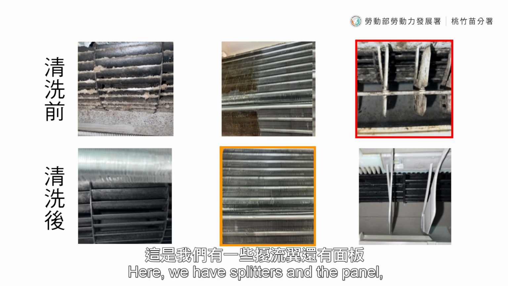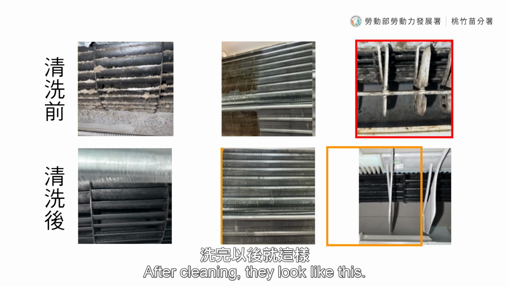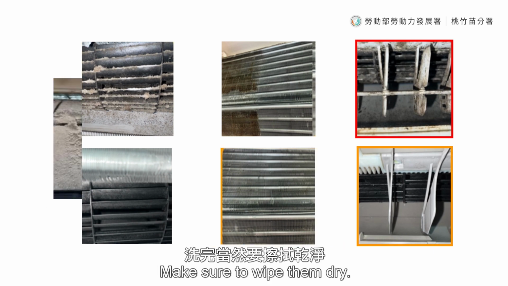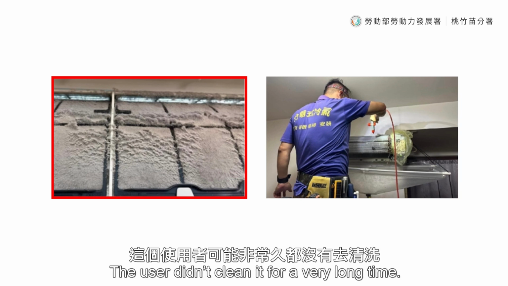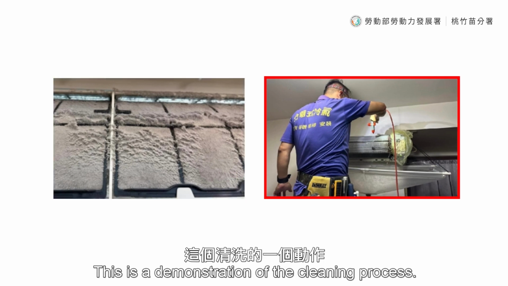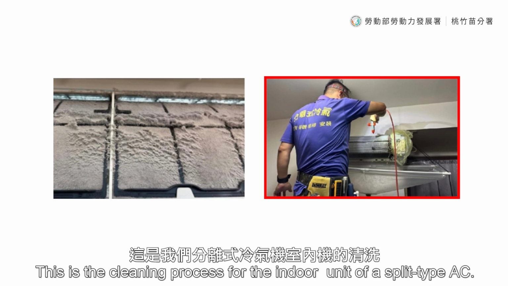Here we have splitters in the panel, and they're usually quite dirty as well. After cleaning, they look like this. Make sure to wipe them dry. This is a filter. The user didn't clean it for a very long time. This is a demonstration of the cleaning process. This is the cleaning process for an indoor unit of a split type AC.